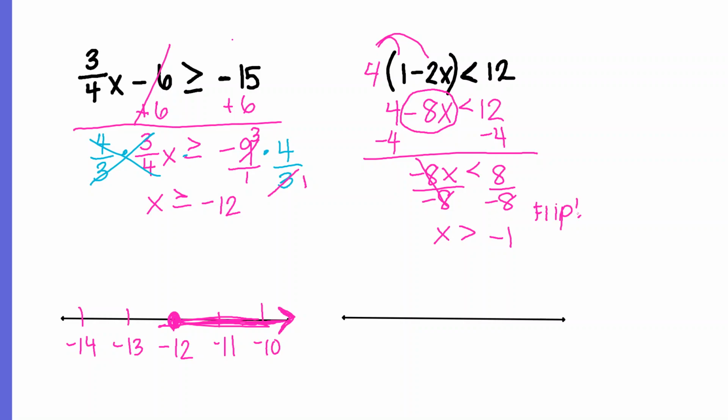Okay, so we have -1 and a couple on each side. Open circle, and then shade greater than, shading to the right.